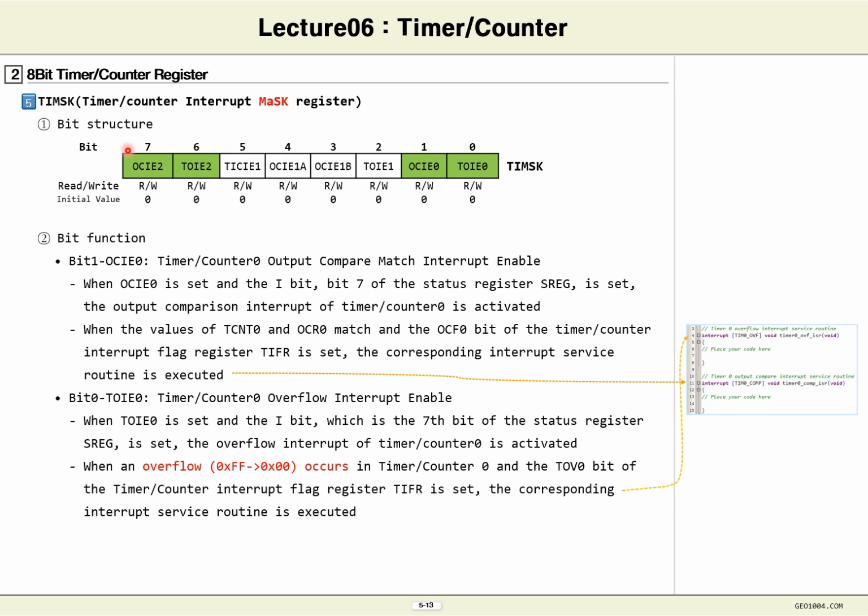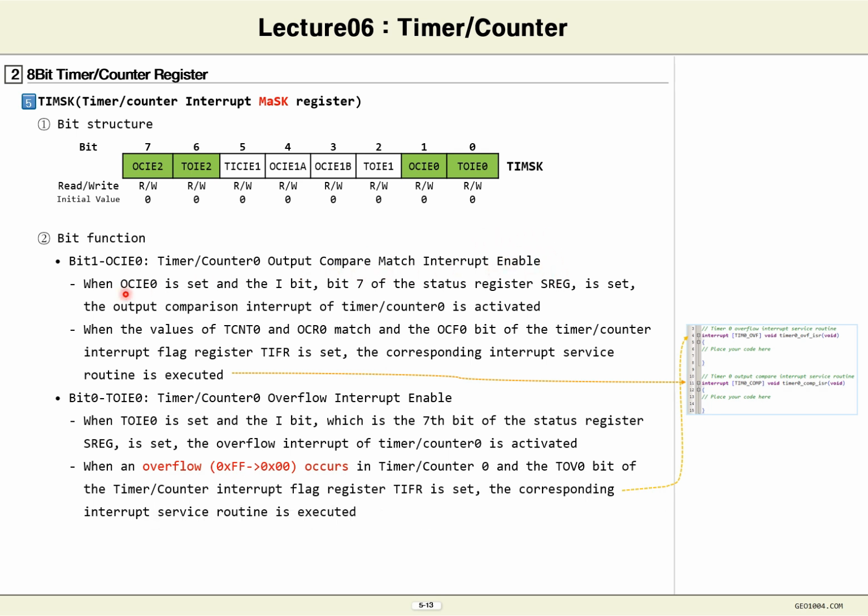The 5th register has arrived. This is a timer interrupt mask. You only need to understand the timer interrupt mask bits in register bits 0 and 1. First, the output compare match interrupt enable 0 is. As you can see here, this activates the comparison output and comparison match interrupt of timer counter 0.